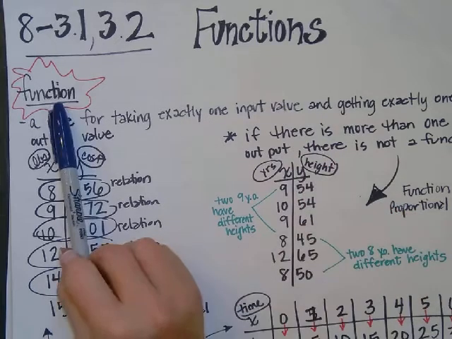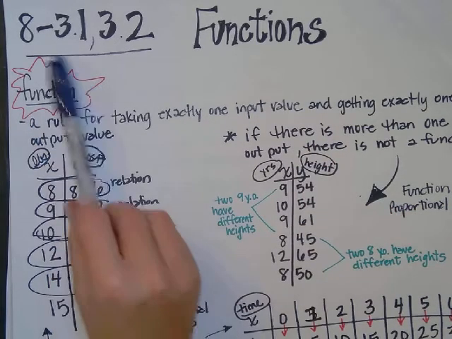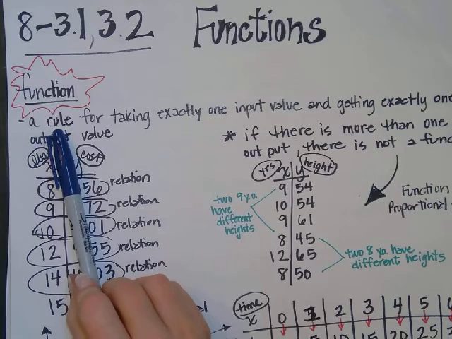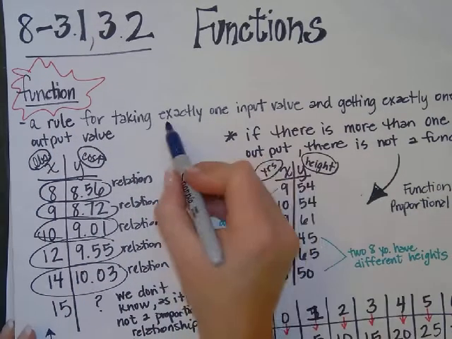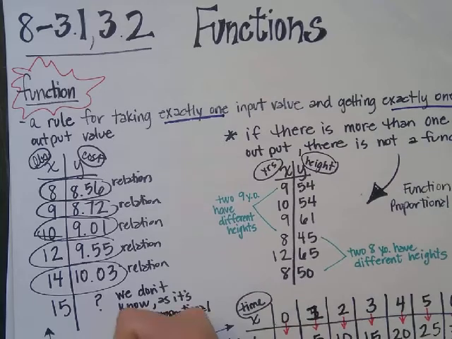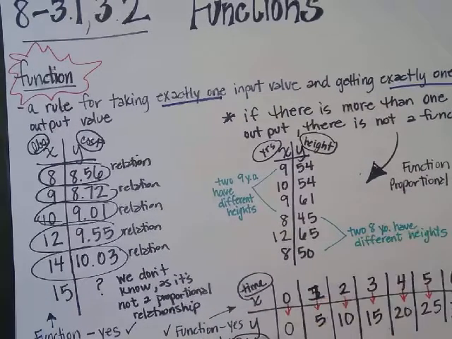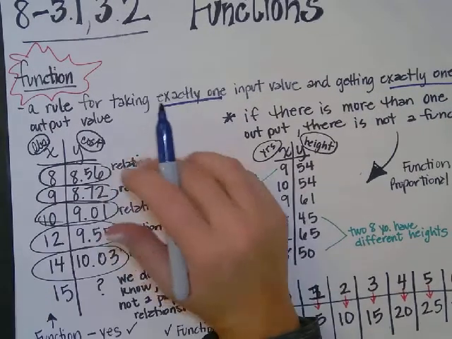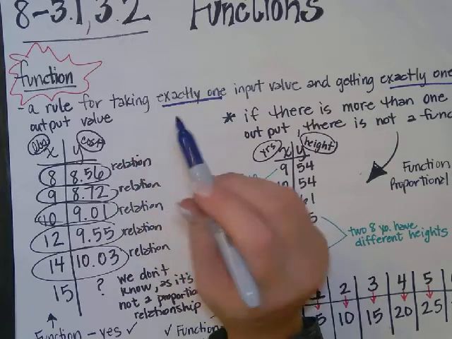So first of all, you need to have down, or record somewhere, that a function is a rule for taking exactly one input value and getting exactly one output value. And that's as simple as it is, but I think it's going to be helpful for you to see a function and not a function, all right?